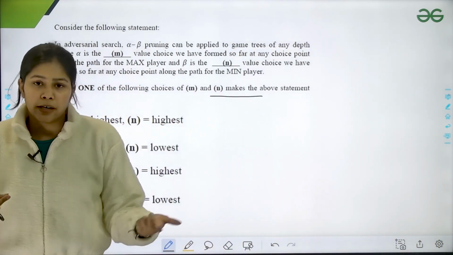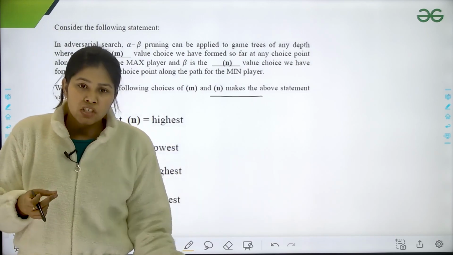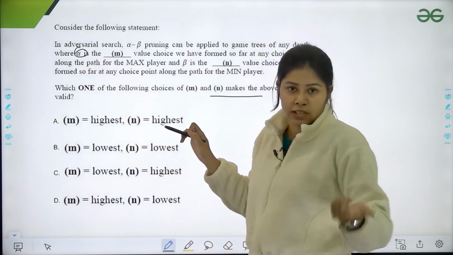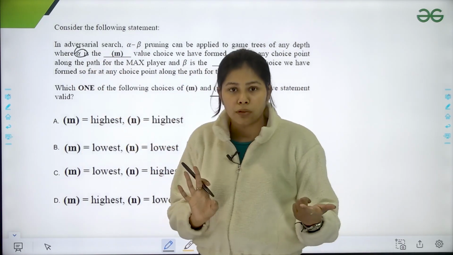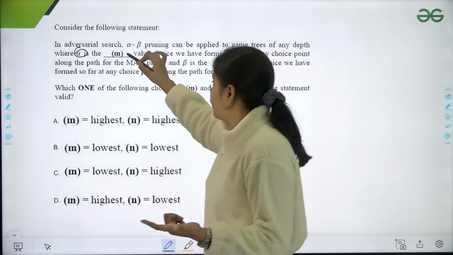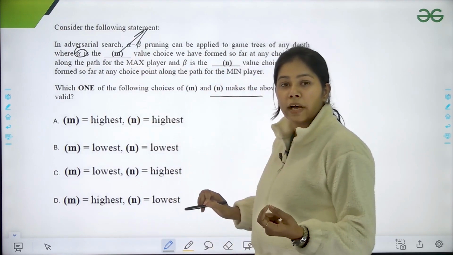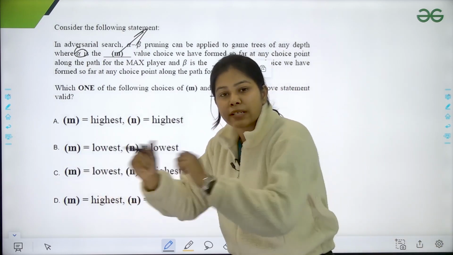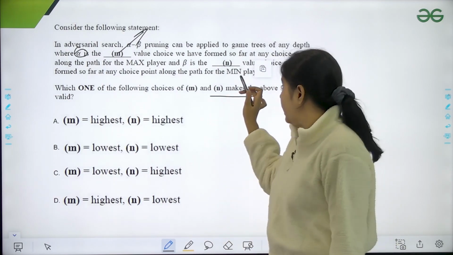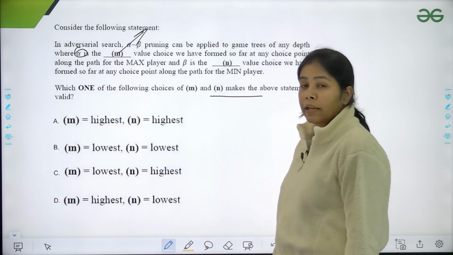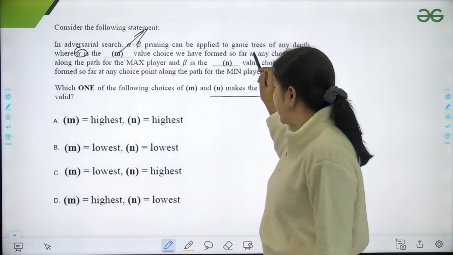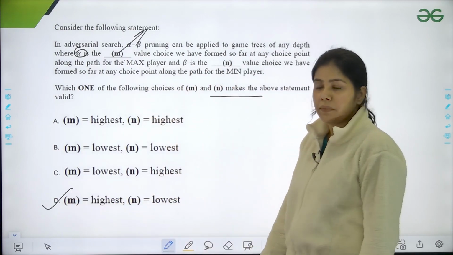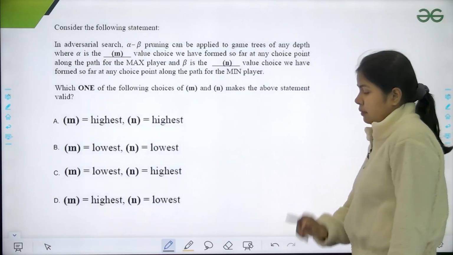So what does the maximum player do? The maximum player would maximize its chances of winning, and what is alpha doing? Alpha is maximizing its chances, so that means it would take the highest value up to what we have worked on, right? So M goes for the highest. Similarly, the min player would minimize the other person's chances, so it would select the minimum value choice, right? So that's why M is highest and N is lowest. So which option is true? Option D is true here. Option D is the correct answer.